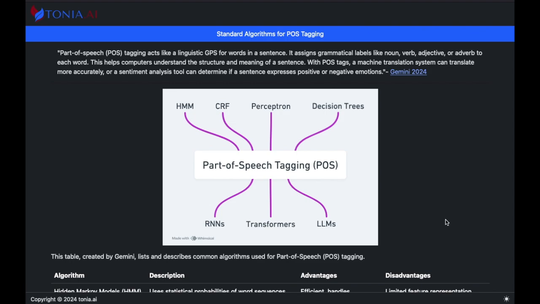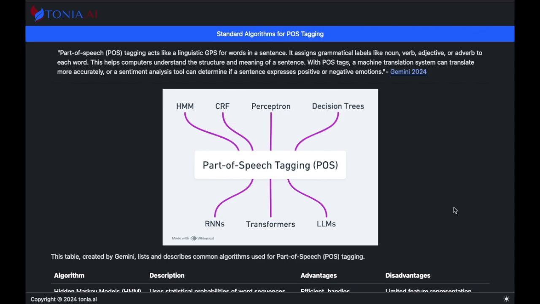A quote from Gemini: "Part-of-speech tagging acts like a linguistic GPS for words in a sentence. It assigns grammatical labels like noun, verb, adjective, or adverb to each word. This helps computers understand the structure and meaning of a sentence. With POS tags, a machine translation system can translate more accurately, or a sentiment analysis tool can determine if a sentence expresses positive or negative emotions."